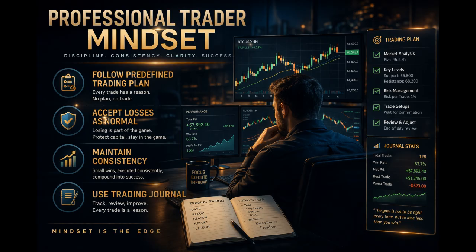Successful traders understand that every strategy experiences both winning and losing trades. Instead of changing strategies frequently, they focus on executing their strategy consistently over a large number of trades.